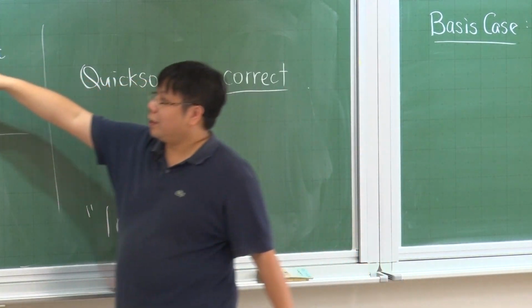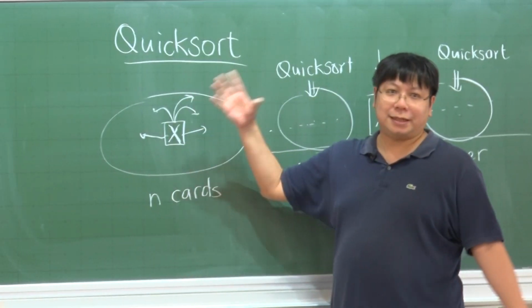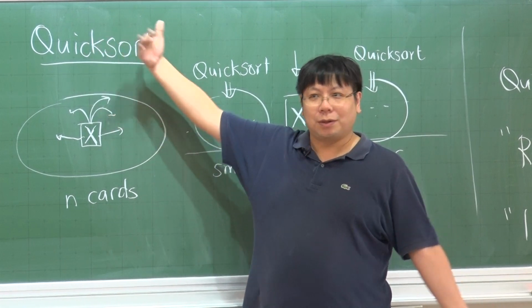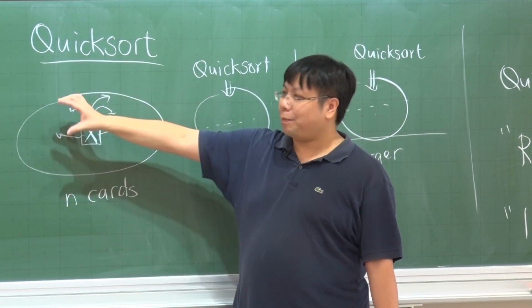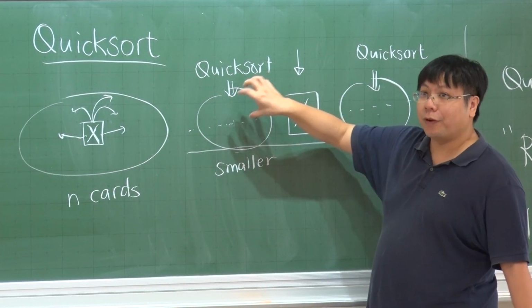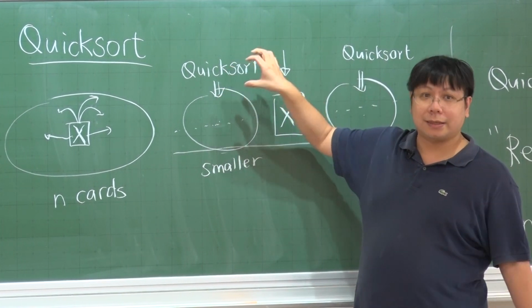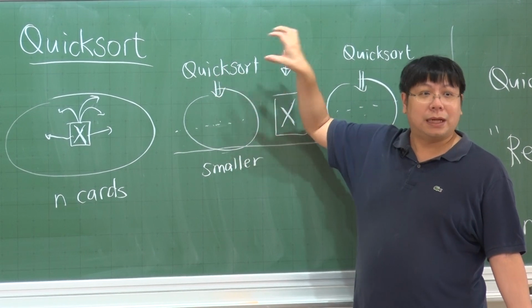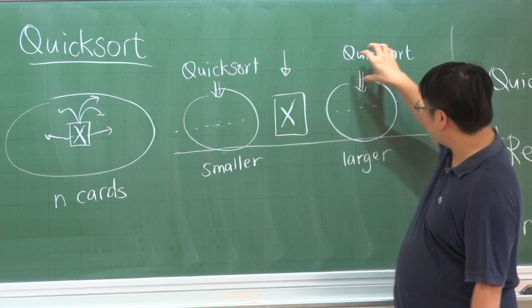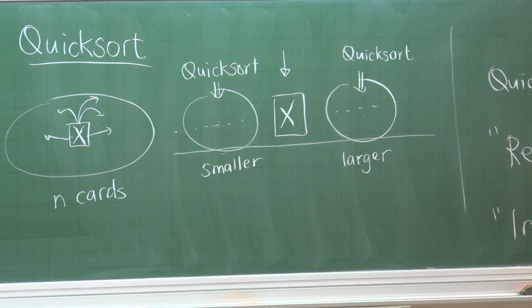Quicksort is like this. You have a big problem you want to solve. Let's define a method called quicksort. Quicksort is you fix a card and split the rest into two smaller parts. And then for each smaller part, you find that it is still the same type of problem. It is the same sorting problem. So we can apply quicksort to sort this part and to sort this part. Okay? So this is recursion.